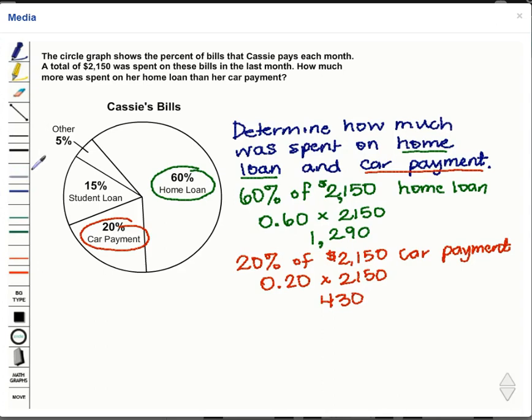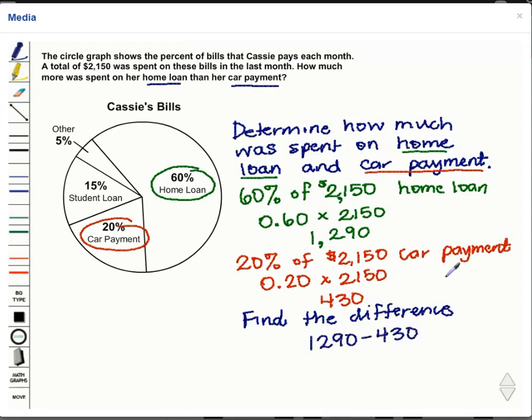The question, however, says how much more was spent on her home loan than her car payment. So now we'll find the difference. $1,290 minus the $430 she spent on her car payment has a difference of $860. So Cassie spent $860 more on her home loan than she did her car payment.